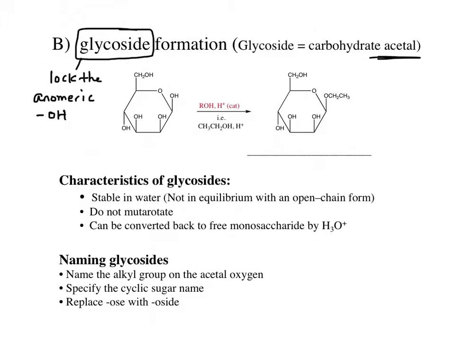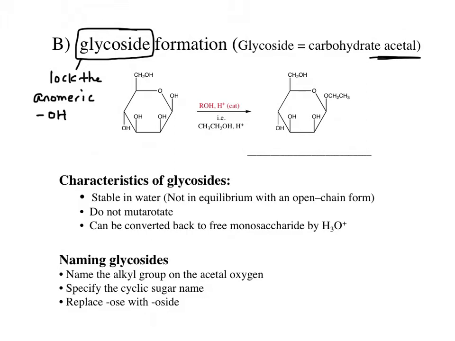If I want to turn that into an acetal, here's one OR group, right? I'm going to have to take that anomeric carbon and make that OH another OR. Then that is an acetal. Okay, so we're all oriented, all right?